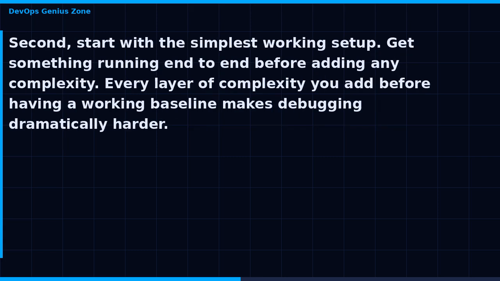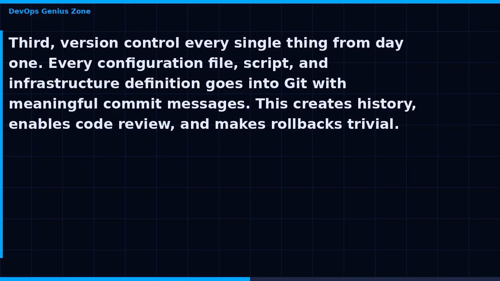Every configuration file, script, and infrastructure definition goes into Git with meaningful commit messages. This creates history, enables code review, and makes rollbacks trivial. Fourth, build observability in from the start. Metrics, logs, and health checks should be implemented before features, not after. You cannot operate what you cannot observe.